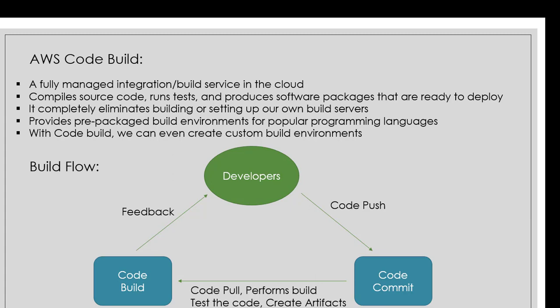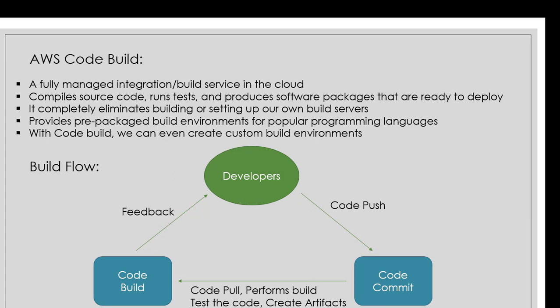An artifact is nothing but a package, an output file which is deployable. You can deploy it on the end server. The artifact could be a WAR file, it could be a jar file, it could be a zip file, based on the application you're using. And post that, the feedback is given to the developer, whether the build was successful or not, whether the build has failed or not. So that's it from the theory part of AWS CodeBuild.